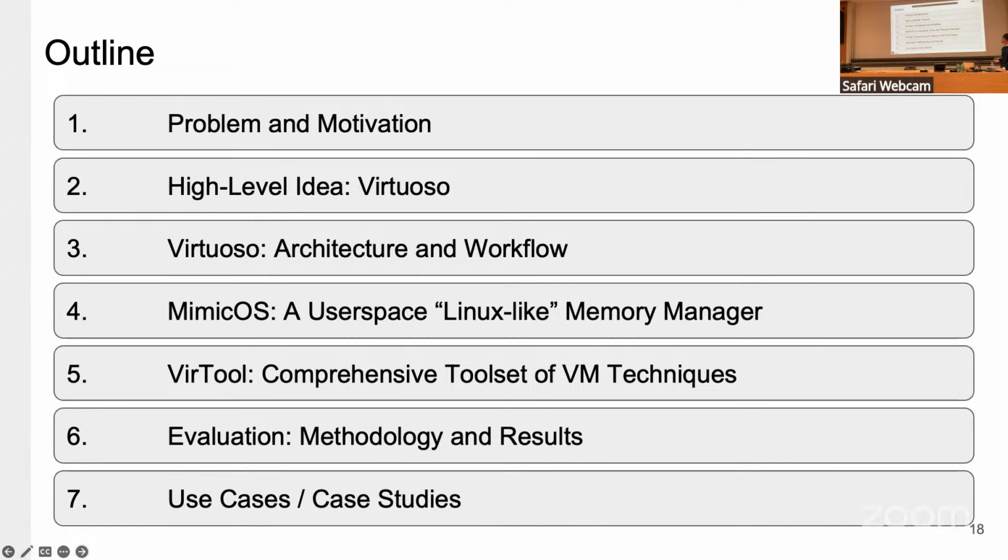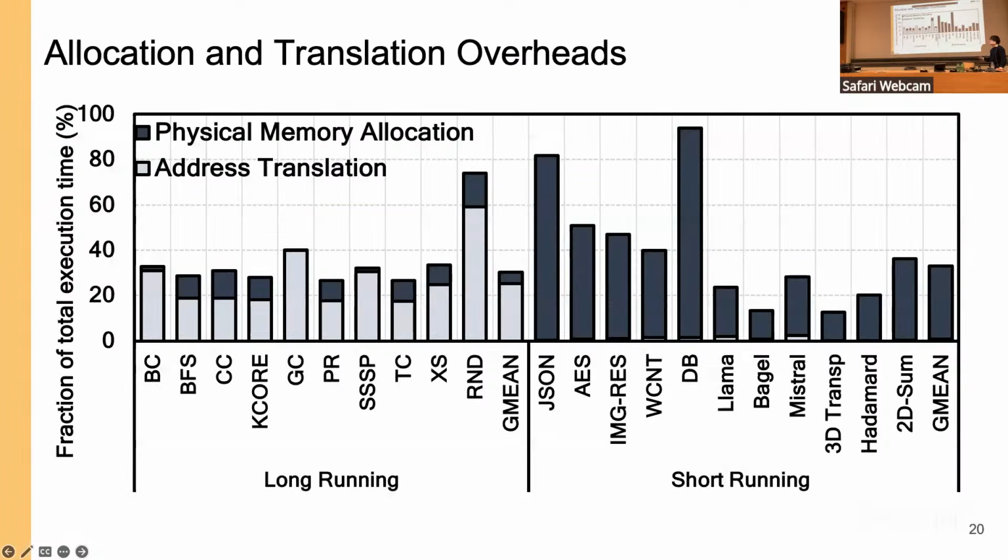So this is the outline we're going to look at today. First, we'll start with the problem and motivation. Then we have a look at the high-level Virtuoso, then look at its architecture and workflow. Afterwards, we're going to talk about the aforementioned Mimic OS and also about the toolset for this whole structure. And after that, we look at the evaluation and some use cases. So let's first start with problem and motivation.